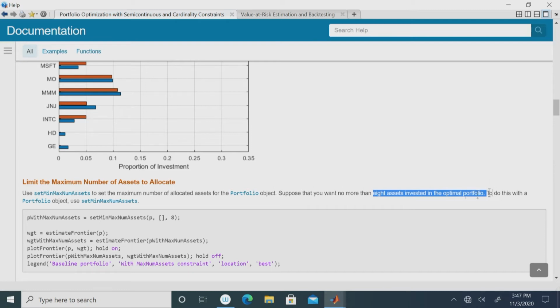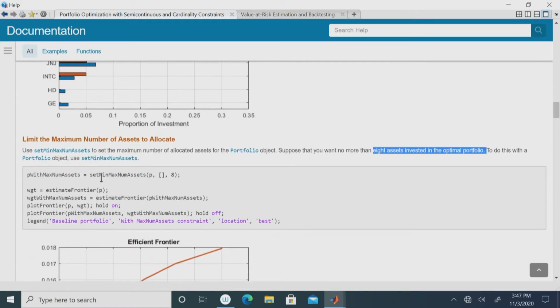This is accomplished with the portfolio object's inbuilt command of set min max num assets, to set the minimum and maximum of the number of assets. Then what you do is that we will set the min max number of assets on the portfolio object P, and this is set to be equal to 8, and this is going to be assigned to the variable P with max number of assets.